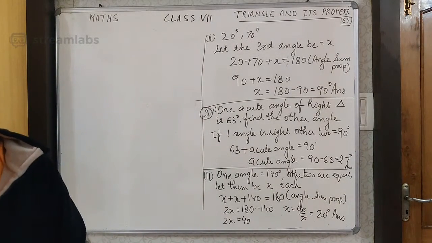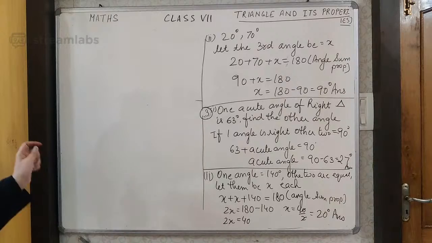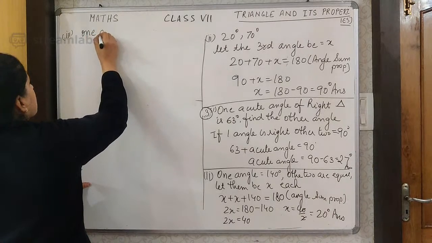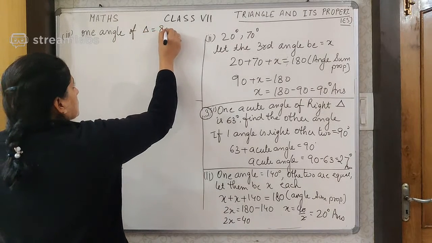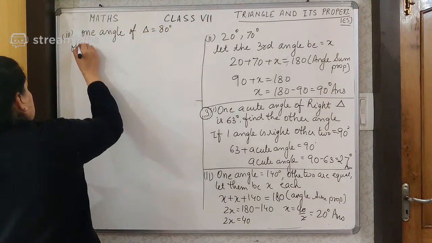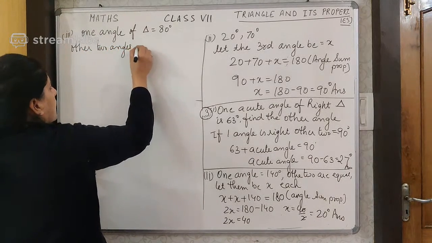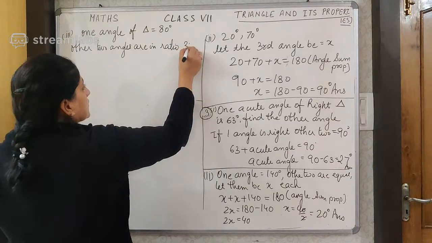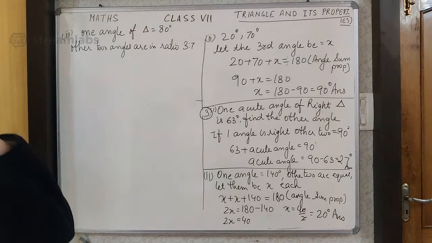Okay. Now, the next question which I am taking is, if one angle of the triangle is 80 degrees. Now, this is slightly different. Please pay attention. One angle is 80, and it is given that the other two angles are in the ratio 3:7. We have to find the other two angles. Okay.